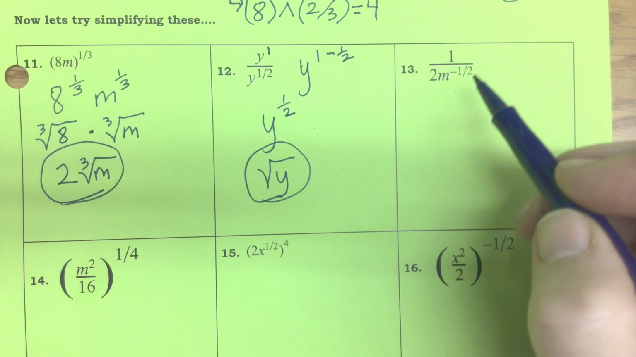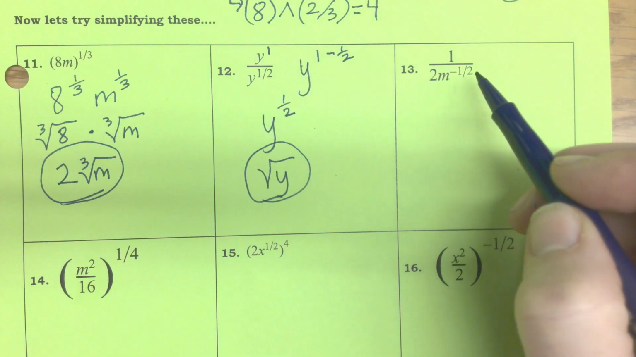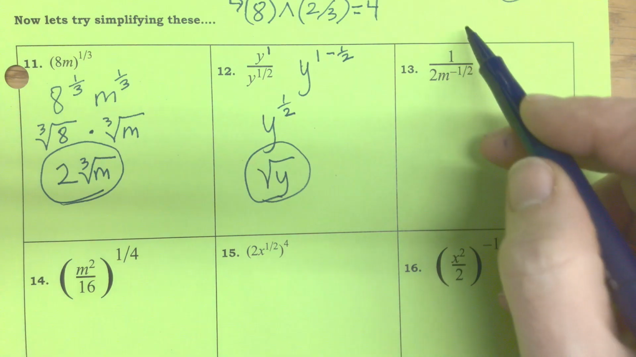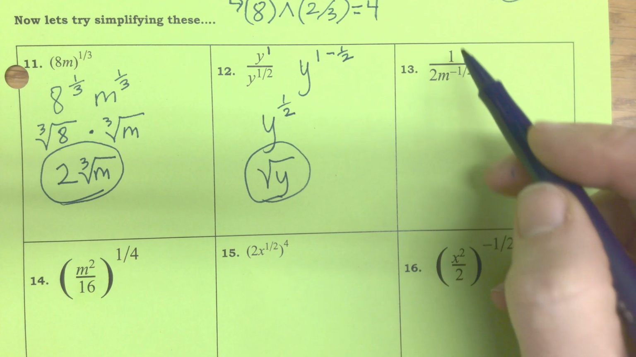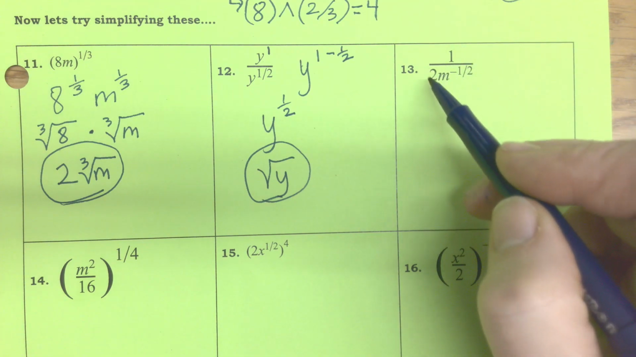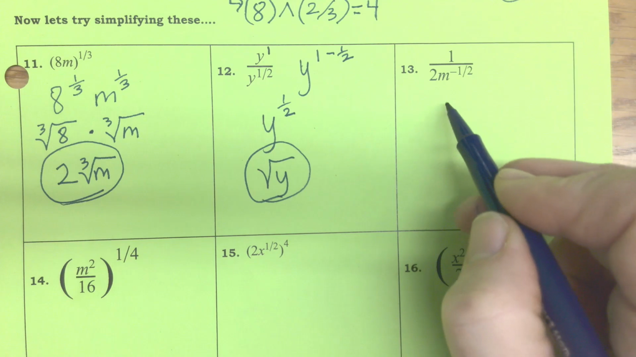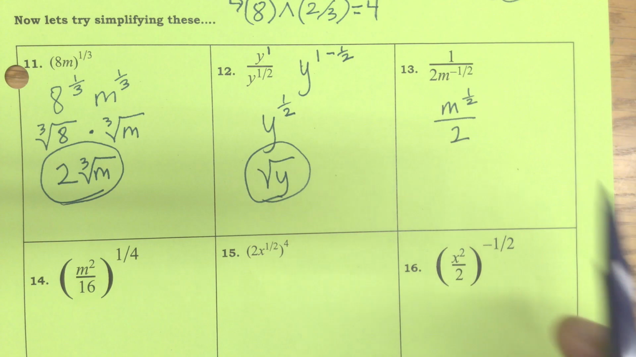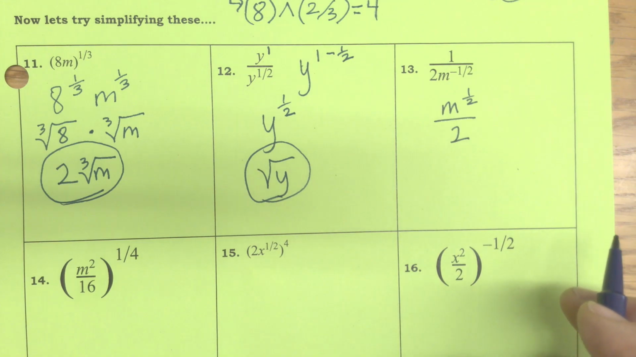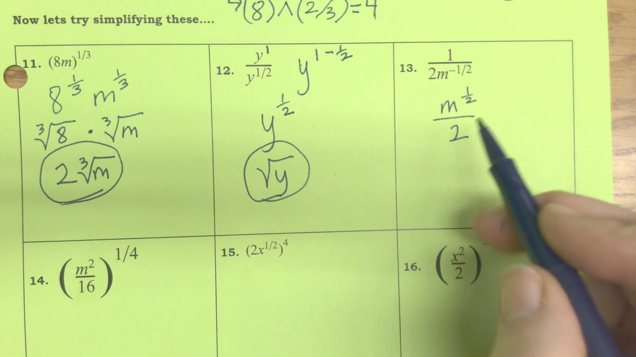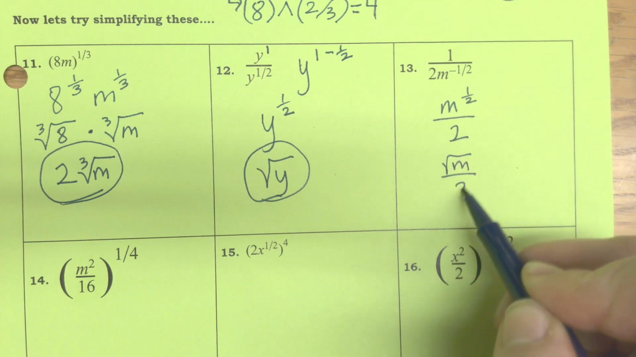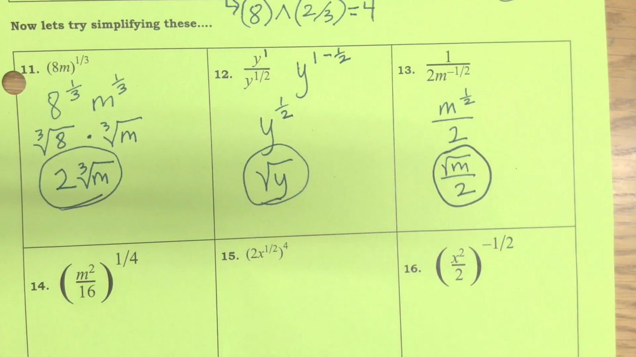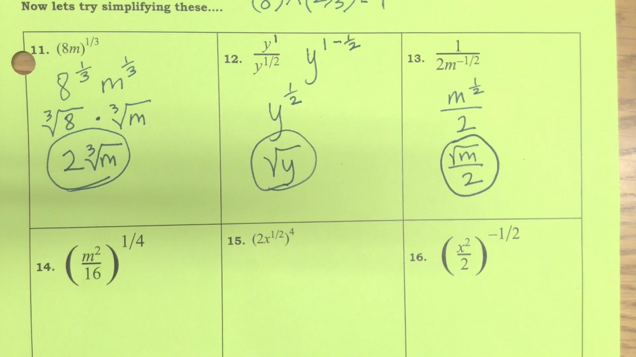Now, all the other power rules are going to be the same. How do I deal with a negative power? Who remembers how I work with that? If it's on top, it goes to the bottom. If it's on the bottom, it goes to the top. The 2 is not included because this is not in parentheses. So this is m to the 1/2 over 2. Is there any simplifying I can do? No. I don't know what m is. So all I can write is the square root of m over 2, and I call that a day. Final answer.